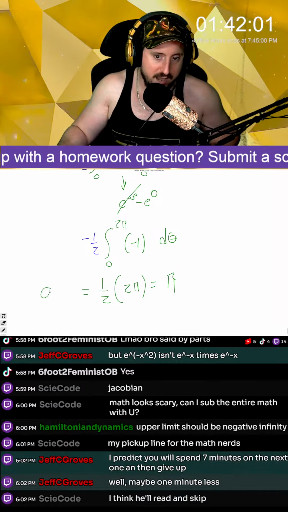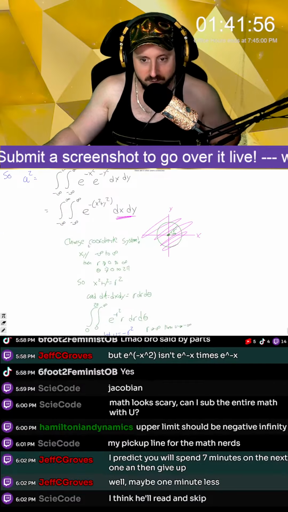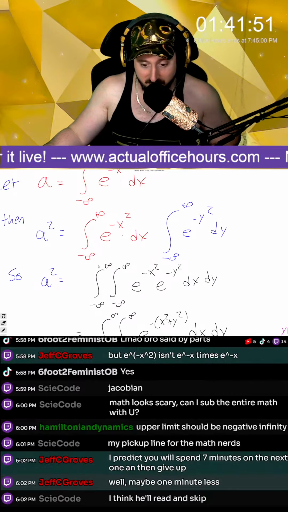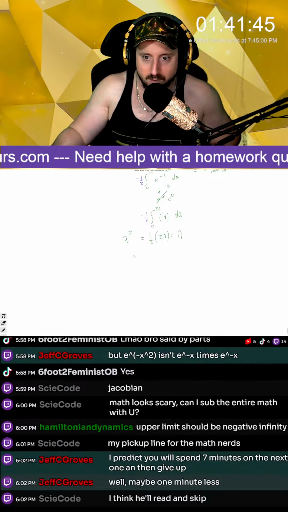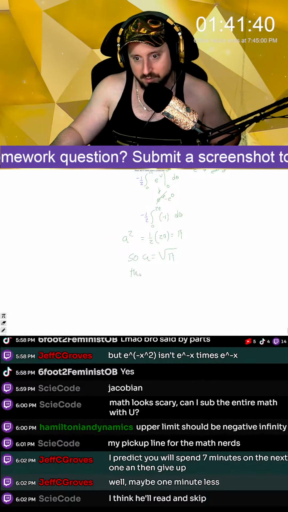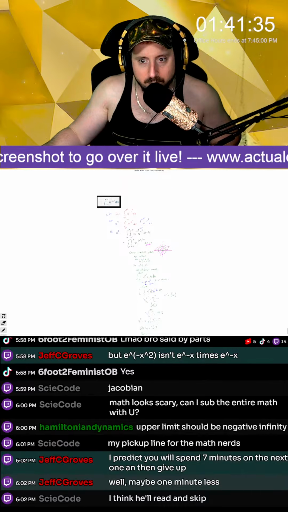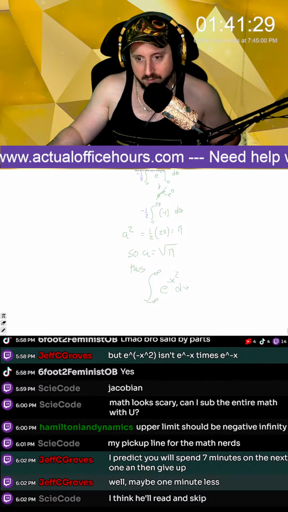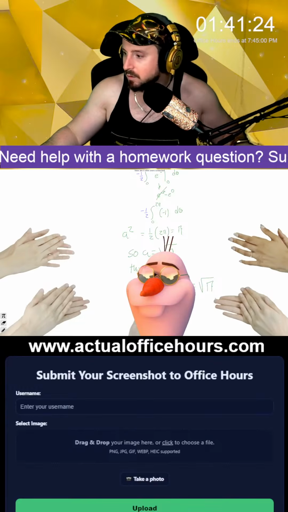this was equal to a squared. That's kind of the whole crux here. So when we took our original integral, we did the integral of a times a, which is a squared, and we found out that was equal to pi. So a is equal to the square root of pi. And thus, the integral from negative infinity to infinity of e to the negative x squared dx is equal to the square root of pi. Cool. That's actually really dope. I've never done that before. Thank you for the question.